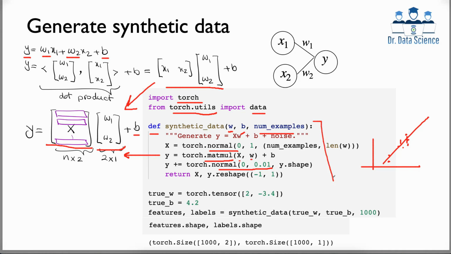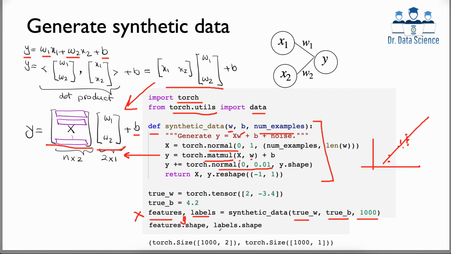So we did all these steps to generate the data set, but this is basically the function to generate the data set. Now we have to pass in two important arguments, which is the actual W, which is here 2 and negative 3.4, and the bias term, which is 4.2. Remember that W1 and W2, I call them weights, and B, I call it bias. And then the total number of samples. So let's say we want to generate 1000 samples. I call these features and labels. The features has the X values, and label is Y.